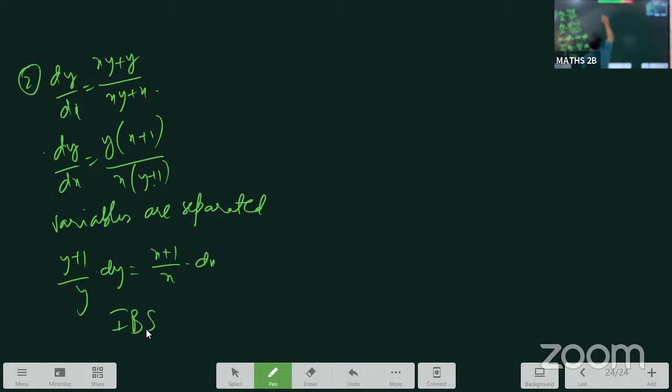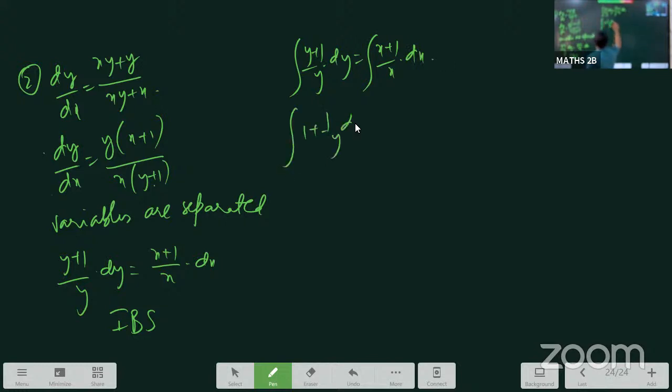That is integration of y plus 1 by y dy is equal to integration of x plus 1 by x dx. Now separate it: y by y gets cancelled, this is 1 by y dy. Similarly x by x is 1 plus 1 by x dx. Now integration of 1 is y. Integration of 1 by y is log y. Integration of 1 is x.